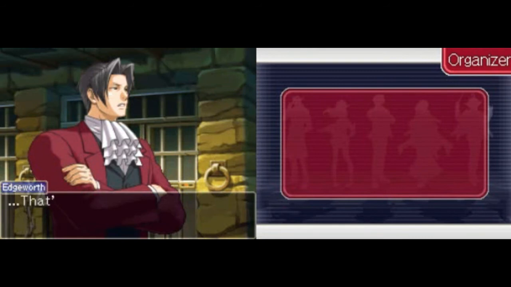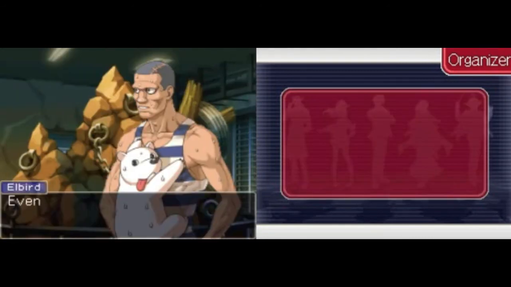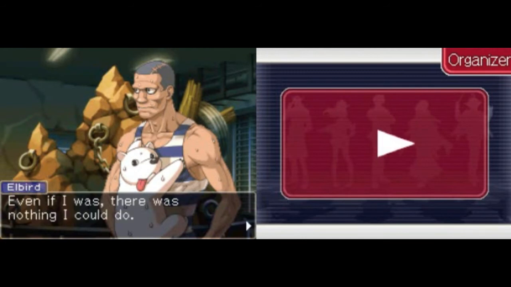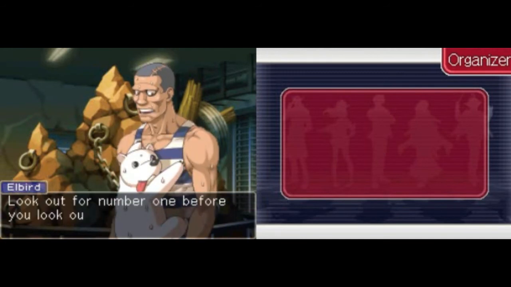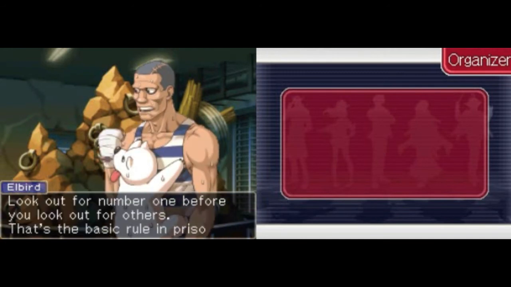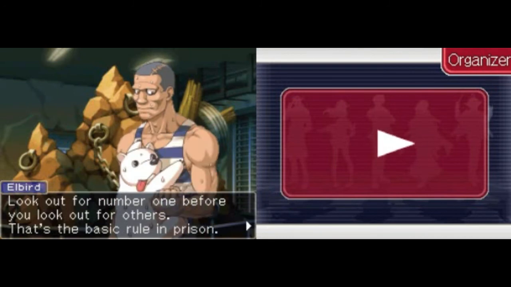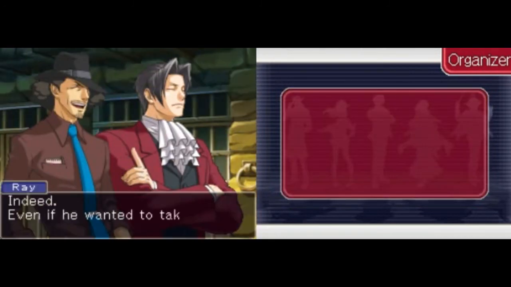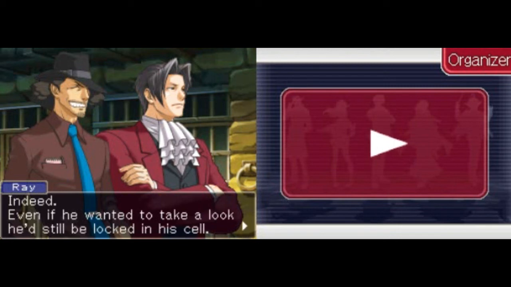I think there's a big contradiction. That's odd. You really weren't bothered by that shout? Even if I was, there was nothing I could do. Look out for number 1 before you look out for others. That's a basic rule in prison. Indeed, if you ever wanted to take a look, he'd still be locked in his cell.